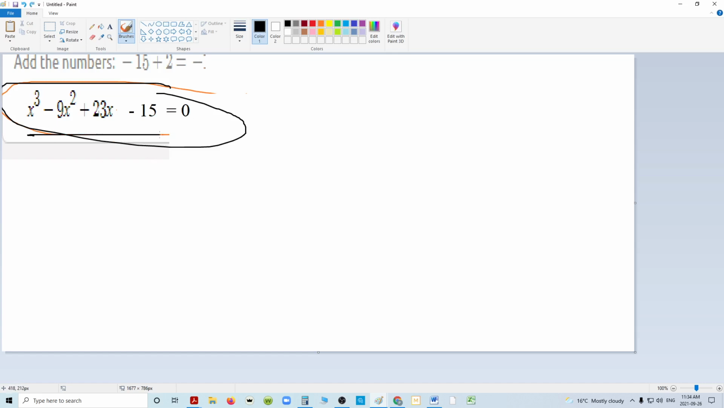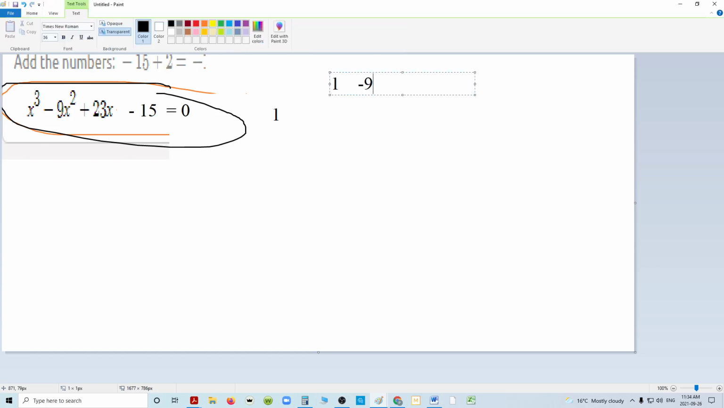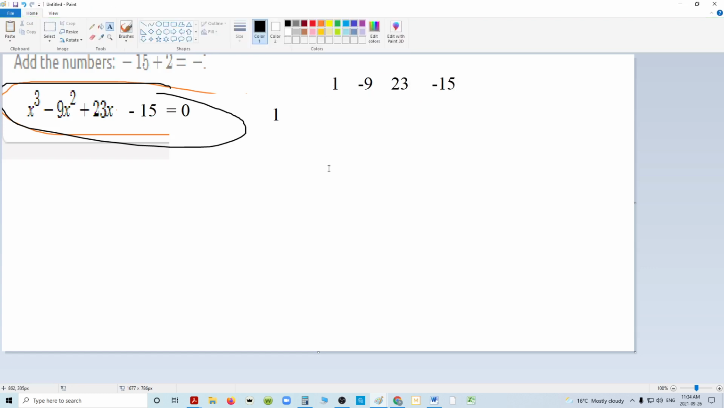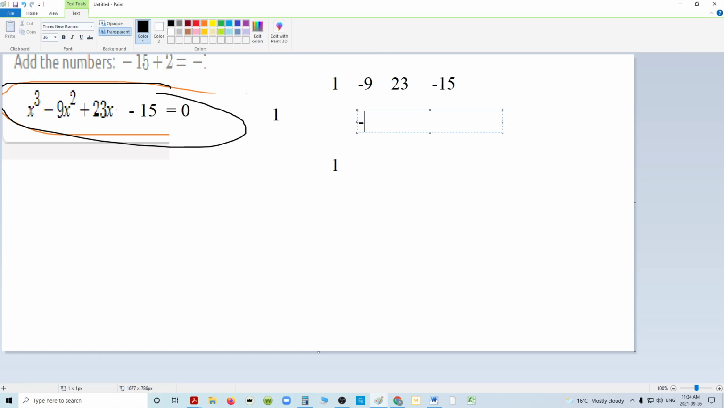But you're going to quickly discover that whatever they give you, if you put in a factor of 1, like we're going to try synthetic division of 1 here. We're going to go the long route. And I know you can already see what's going on. So the factors here are 1, minus 9, 23, and minus 15. And you do your synthetic division.